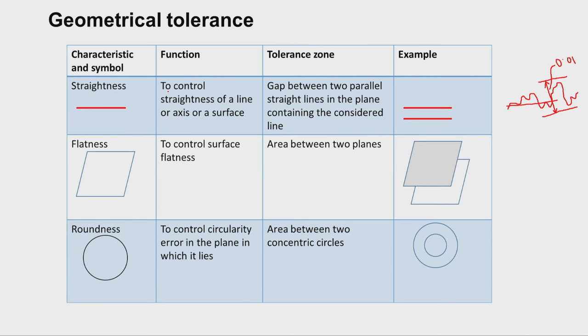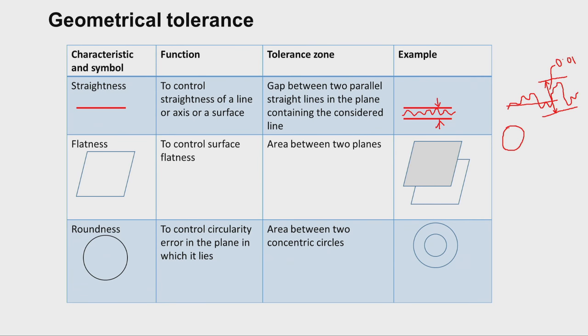So it is to control straightness of a line or axis or a surface. Basically it is the gap between two parallel straight lines in a plane containing the considered line. That means the line may be like this, and what is the maximum deviation on straightness that is allowed, so that is mentioned like 0.01, 0.02, etc.